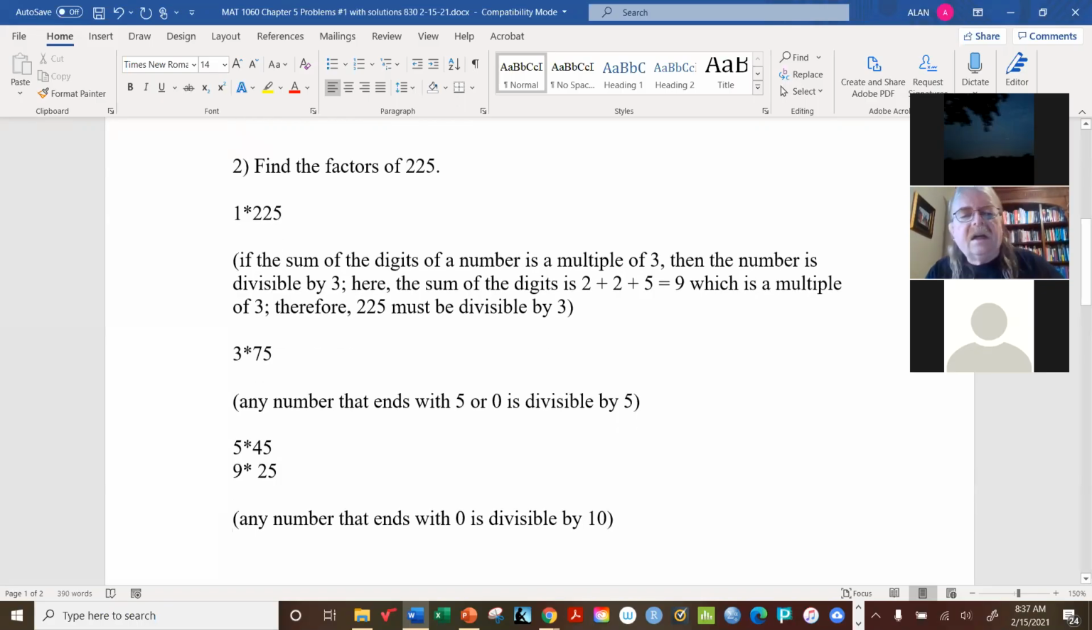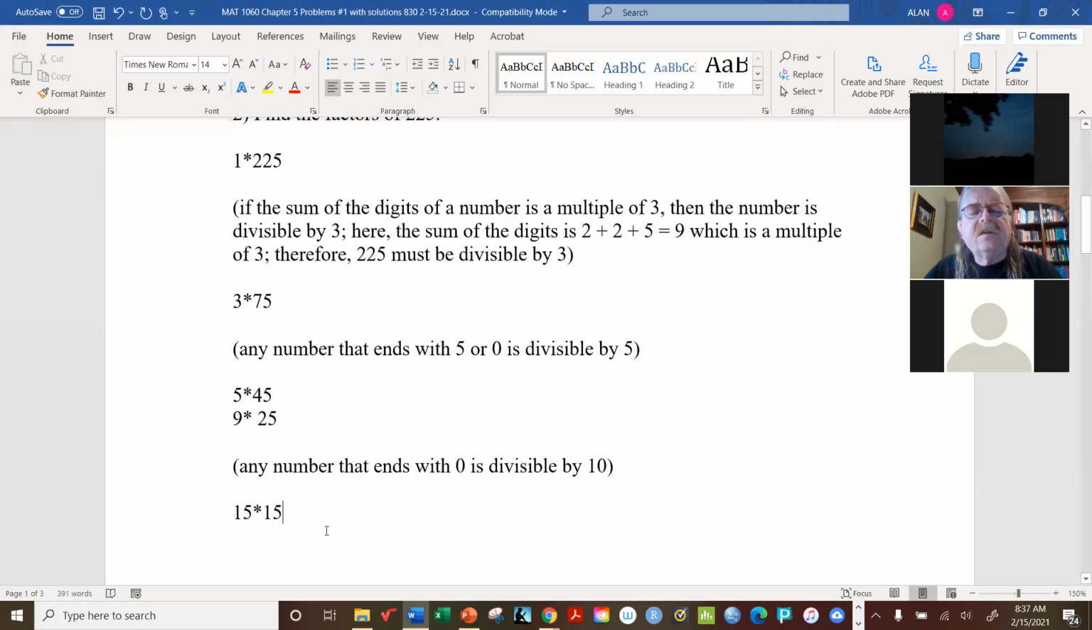Then we have to try some of the higher ones, 10, 11, 12, no, 13, I don't think so. Oh, wait a minute, how about 15? It turns out that 225 is 15 squared. So once we get to this point, you don't have to go any further because any higher numbers like 16, 17, 18, etc., would be reflected up here already. So once you hit this point, you can just stop because you've got them all.